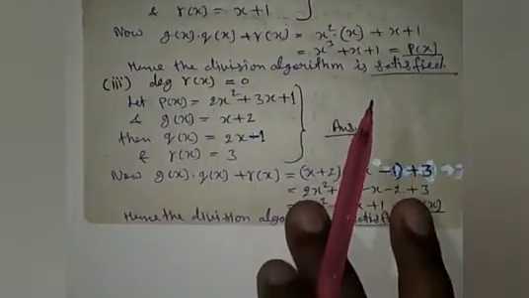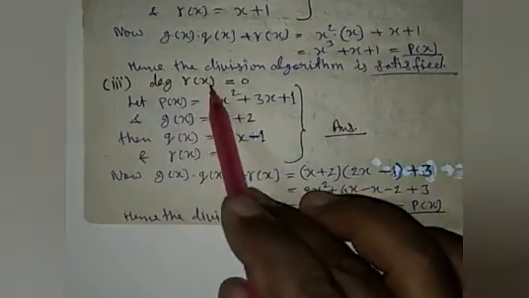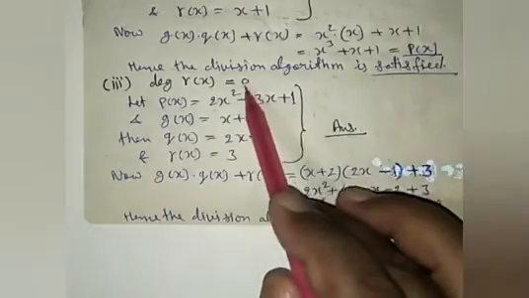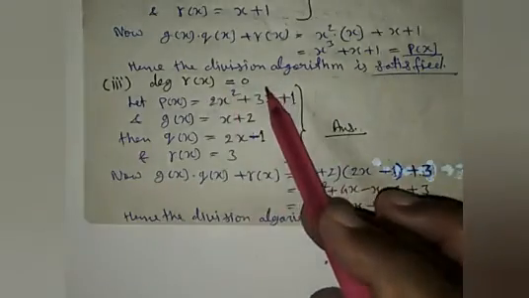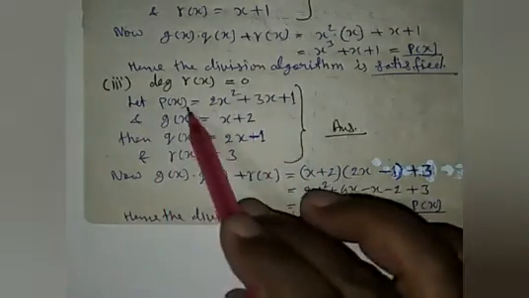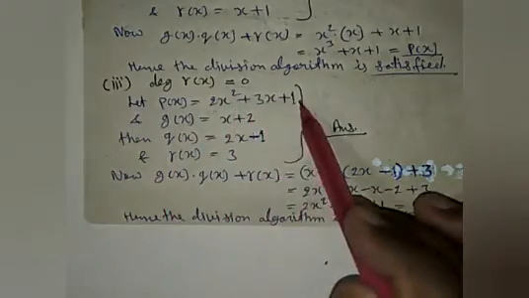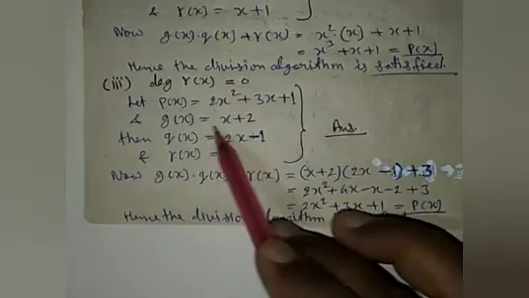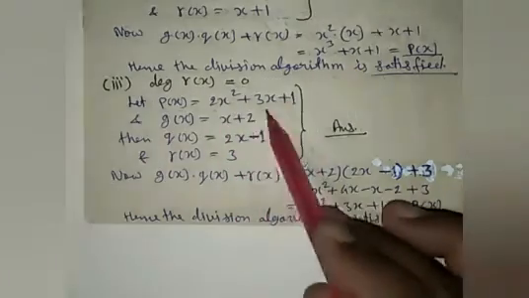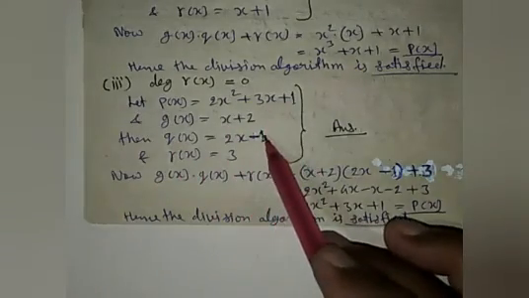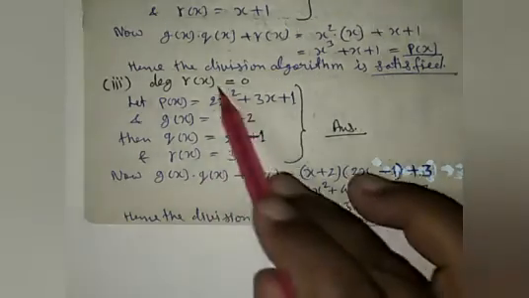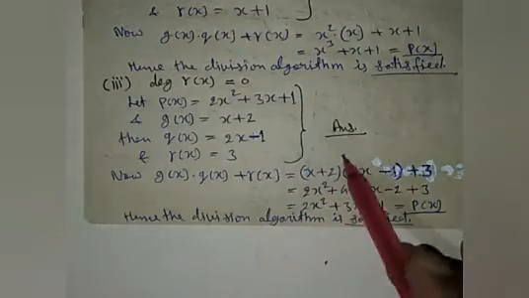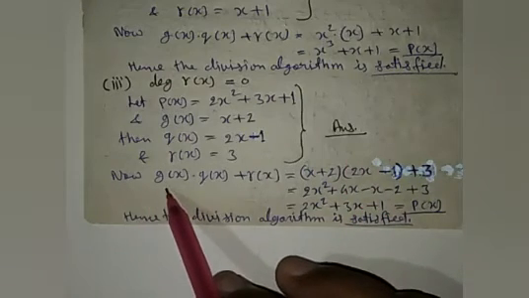Now in the third part, the degree of the remainder polynomial is 0. So here you have to take the remainder as only a constant term. So let px be 2x square plus 3x plus 1 and divisor gx be x plus 2. On dividing, you will get the quotient 2x minus 1 and remainder 3. So the condition of the remainder is satisfied here. So now you have to check the division algorithm.